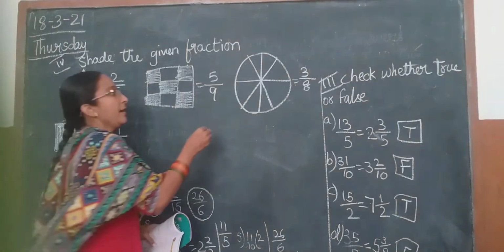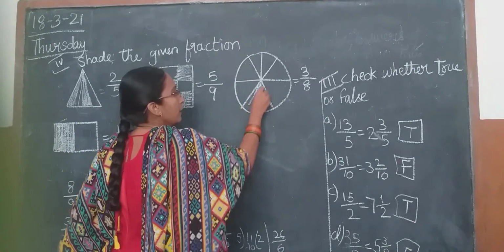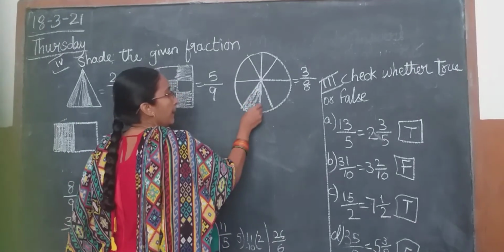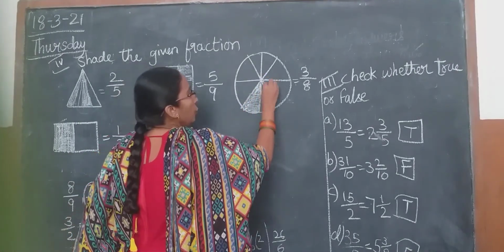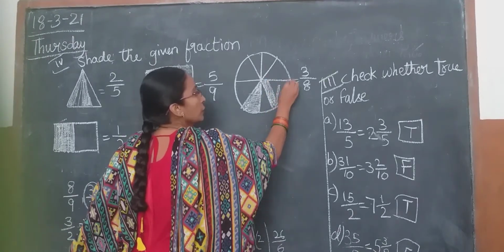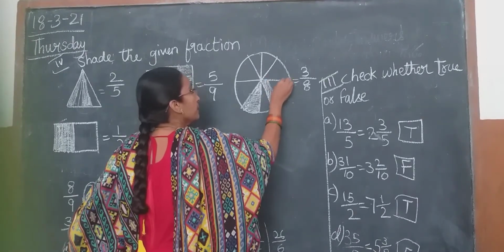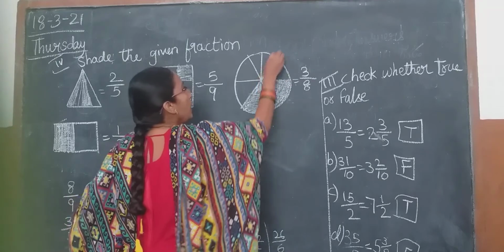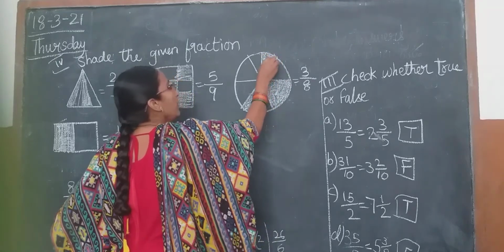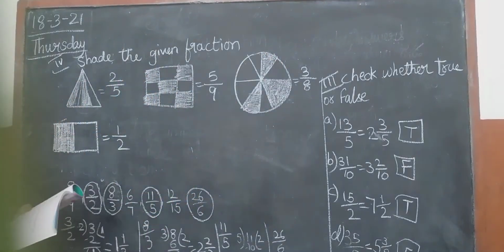Here how many parts? 3 parts. 1, 2, 3. Okay children? For today I have given you 4 bits. You are going to complete these 4 bits in your classwork. If you have color pencils, shade the parts with the color pencils. Okay children?